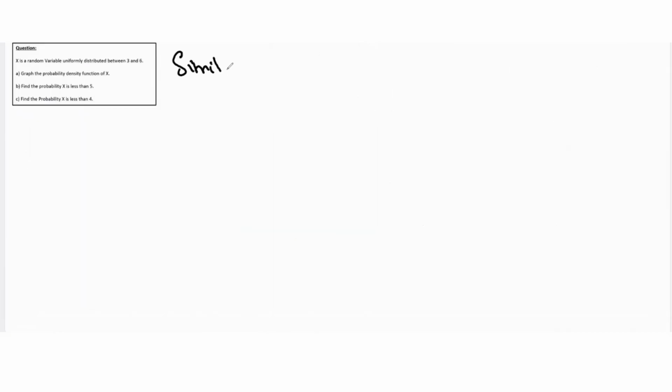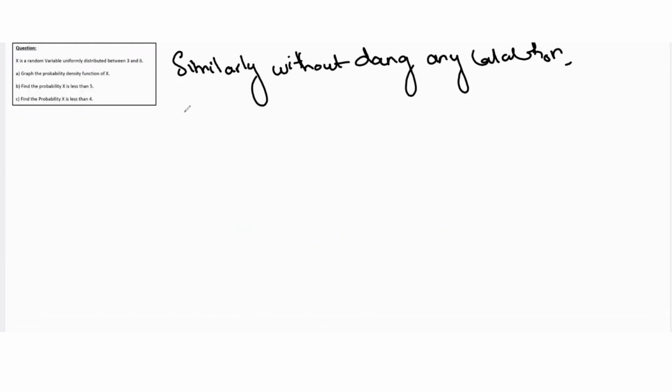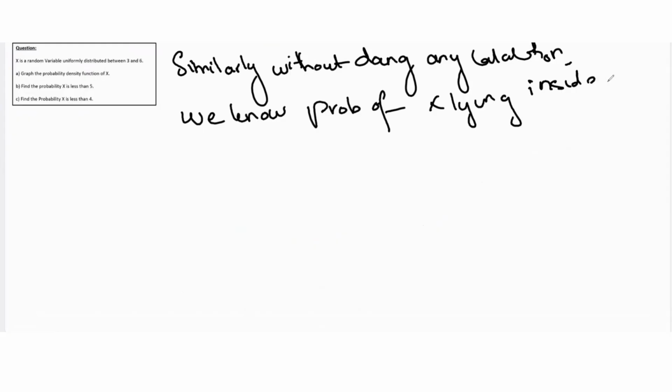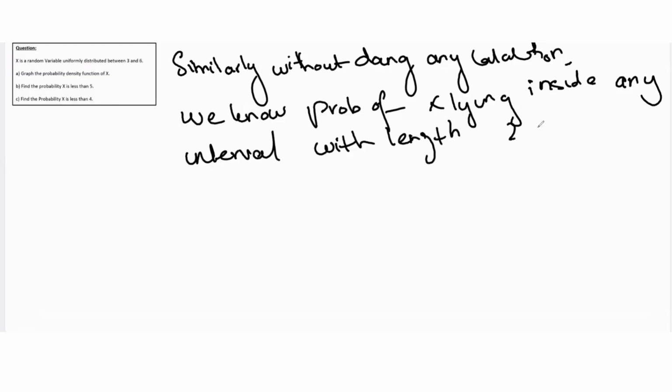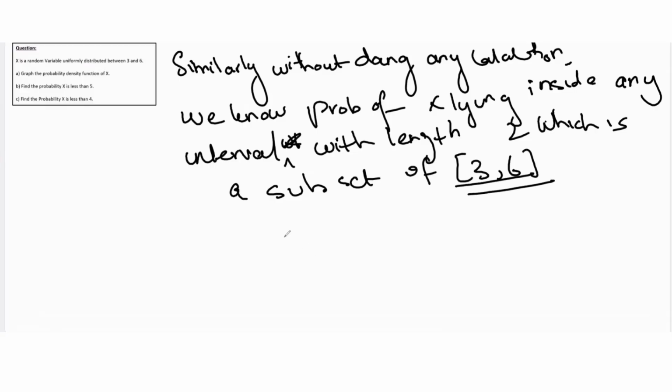Similarly, without doing any calculation, we know the probability of X lying inside any interval with length 2, which is a subset of 3 to 6, is 2 by 3.